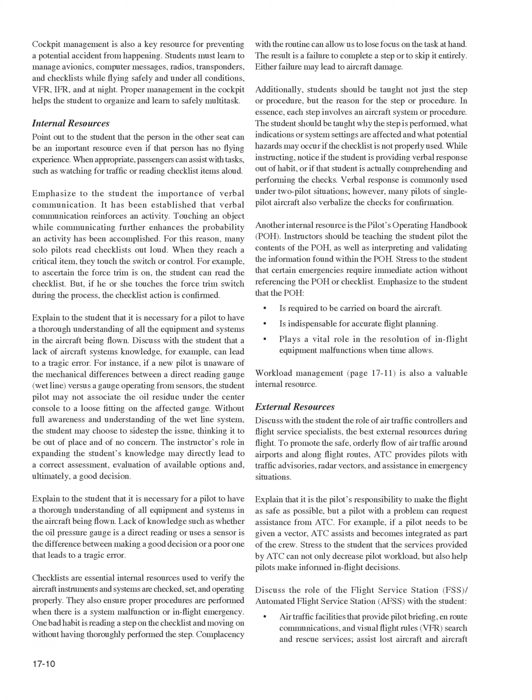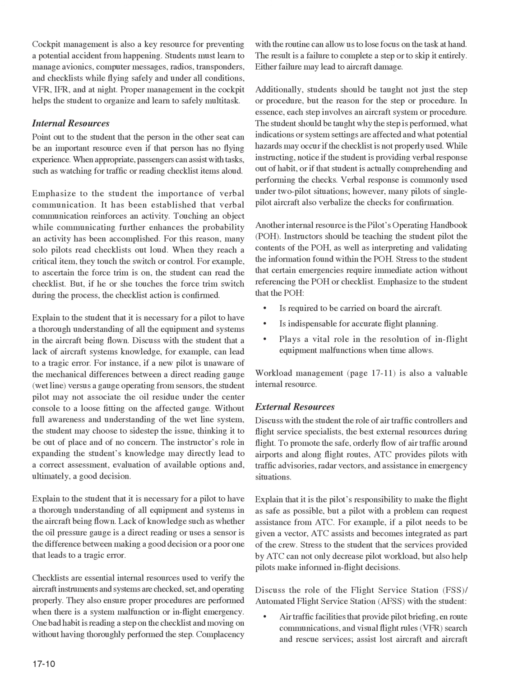Checklists are essential internal resources used to verify the aircraft instruments and systems are checked, set, and operating properly. They also ensure proper procedures are performed when there is a system malfunction or in-flight emergency. One bad habit is reading a step on the checklist and moving on without having thoroughly performed the step. Complacency with the routine can allow us to lose focus on the task at hand. The result is a failure to complete a step or to skip it entirely. Either failure may lead to aircraft damage.